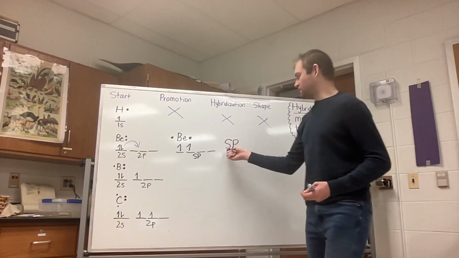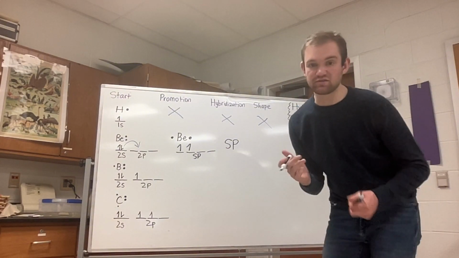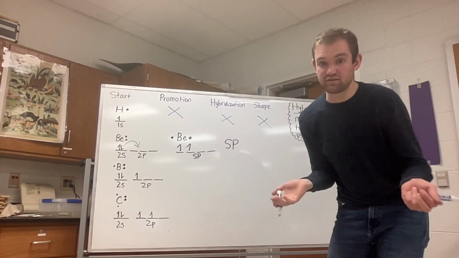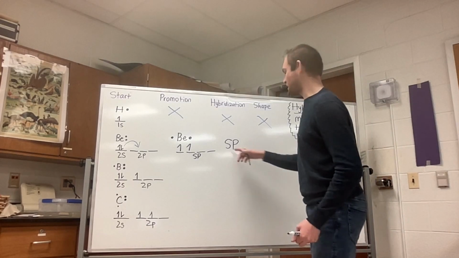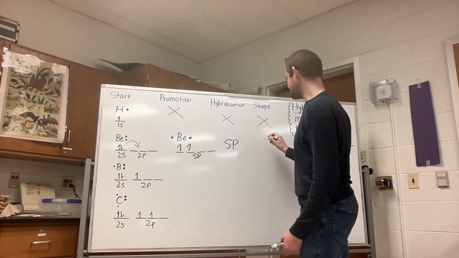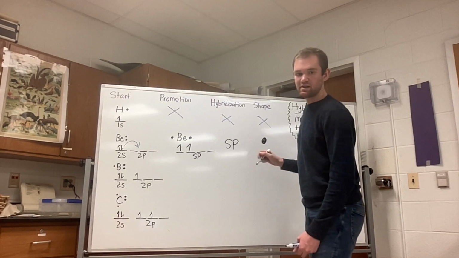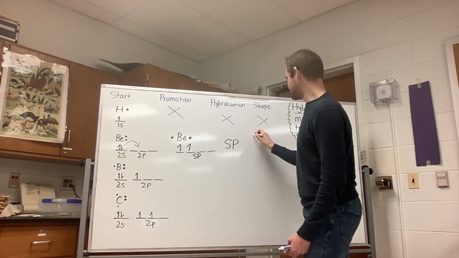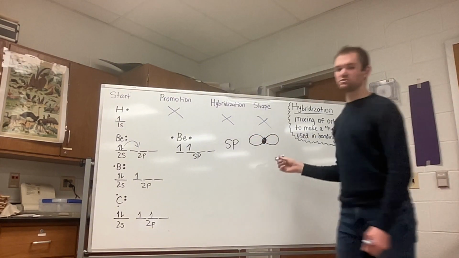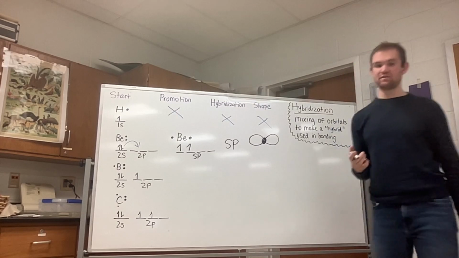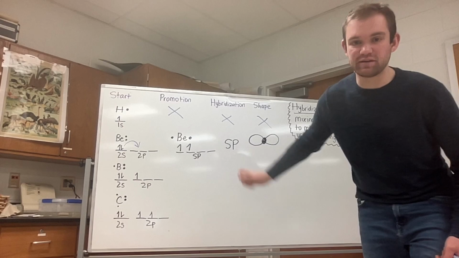And the shape would be like 50% S character and 50% P character. So it's going to be halfway between a sphere and a dumbbell. So that's what the bond actually looks like. So if I do the shape, I have 2 sp orbitals. Beryllium is going to go in the middle here. And you're actually going to get like this sort of spherish dumbbell shape. And you're usually going to be linear with sp hybridization. So there you go, that's sp.